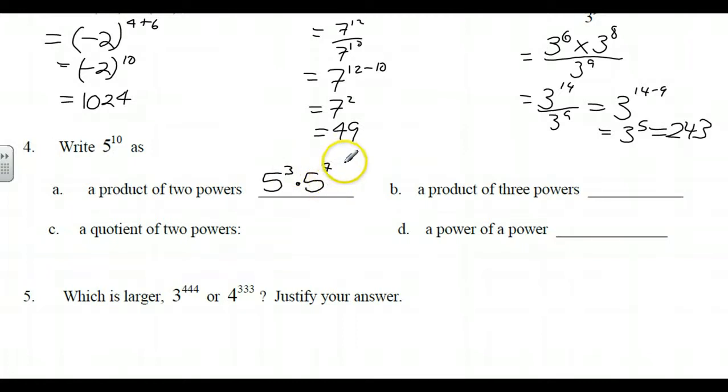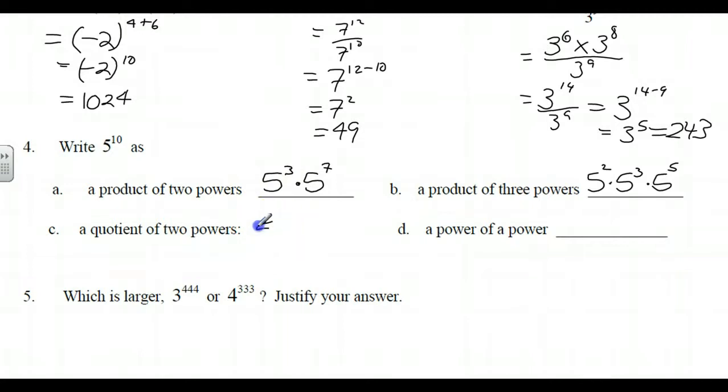It's a product of three powers, so we need three numbers that are going to add to 10. So let's do 5 squared, 5 cubed, that's going to give me 5, right? Its power 2 plus 3 is 5. We're going to need another 5 to get to 5 to the 10th. Now, you know, your mileage may vary. You might have different answers for this, of course.